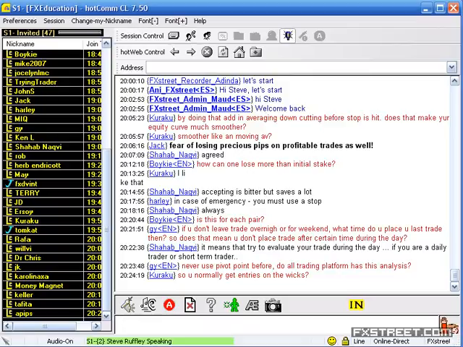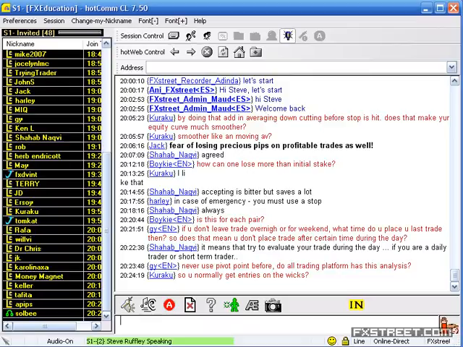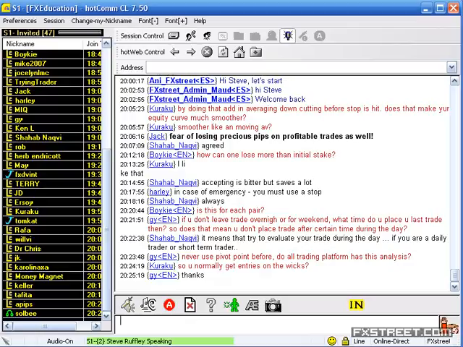Okay, GY saying, never used pivot point before. Do all trading platforms have this analysis? Well, pivot points are basically just a mathematical formula. If you just Google pivot calculator, you can put in the previous high and low for the day, and that will tell you the likely midpoint of the next day's trading, the resistance points R1, 2, and 3, the support points S1, 2, and 3. So it can just tell you where the market could extend to. That's all a pivot point simply is. It's like a form of Fibonacci, to be honest.